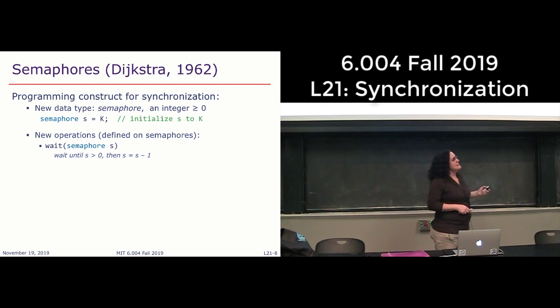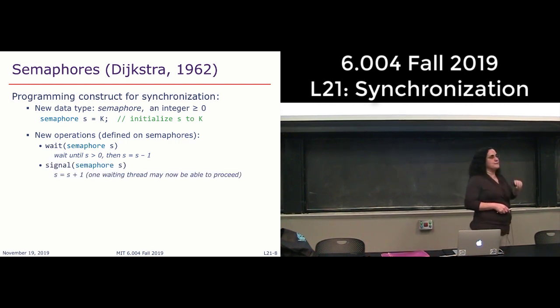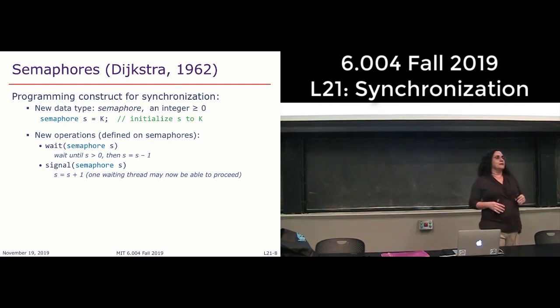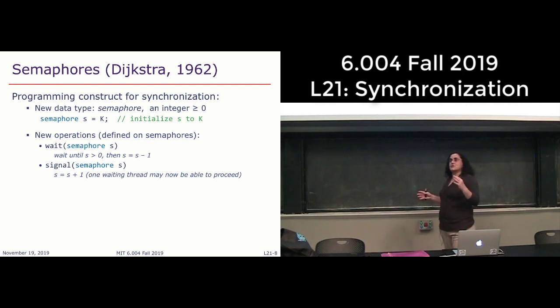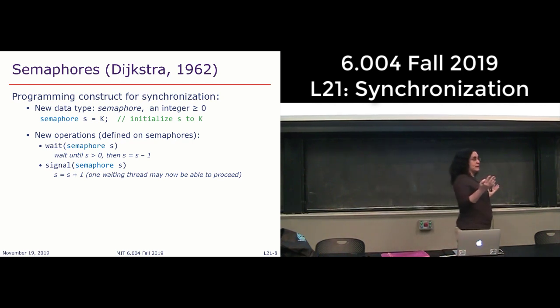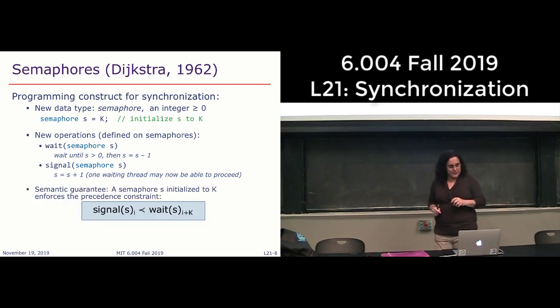Okay? Similarly, we're going to have a signal instruction. So what is a signal instruction going to do? It's basically just going to take the value of my semaphore and increment it by 1. Okay? So you can imagine that if I have a semaphore that's initialized to 0, then anybody who's waiting for it initially can't run. But then if there's some process that comes about and signals it, then one of these waiting processes will get to run.